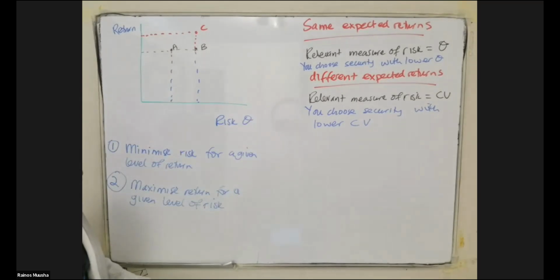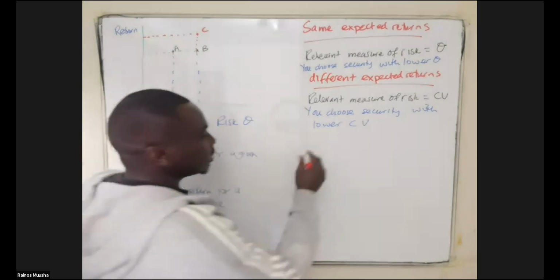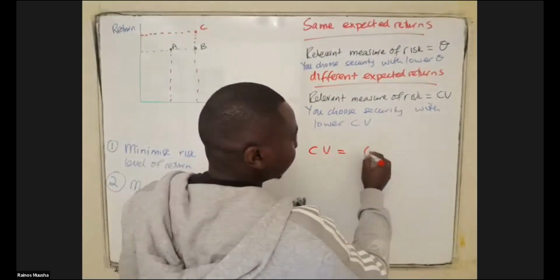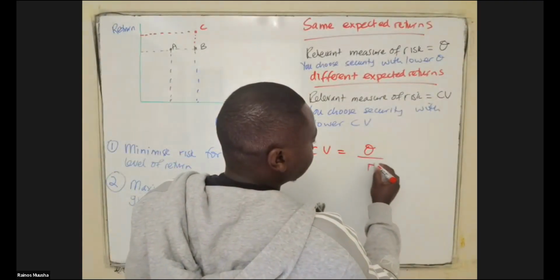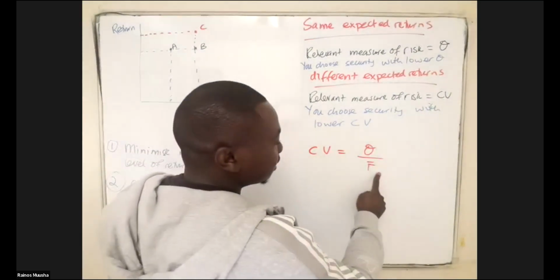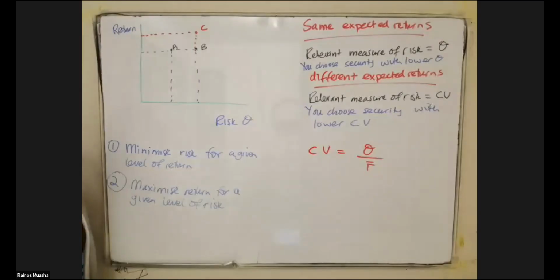So now the question is, how do we determine the coefficient of variation? Your coefficient of variation is given as your standard deviation divided by the expected return.